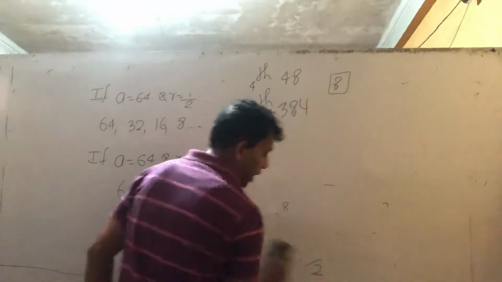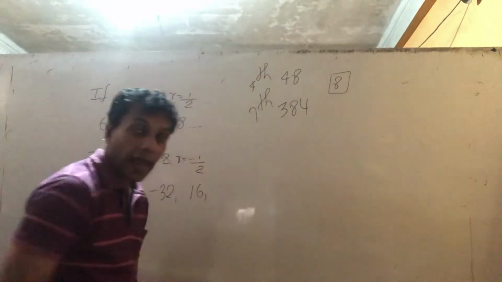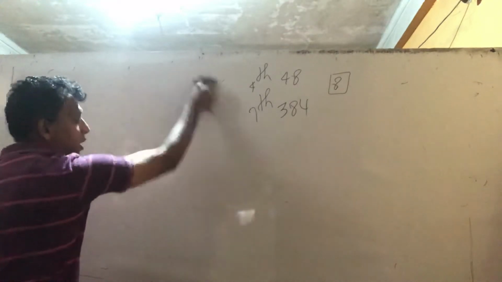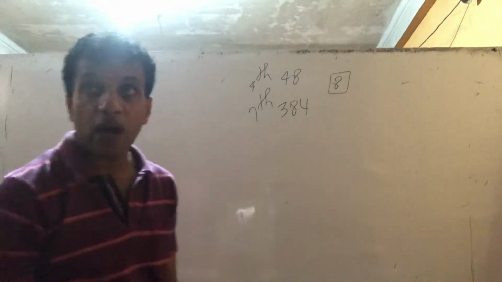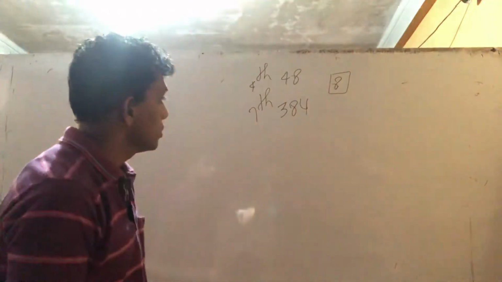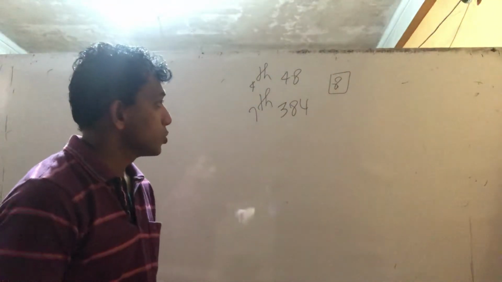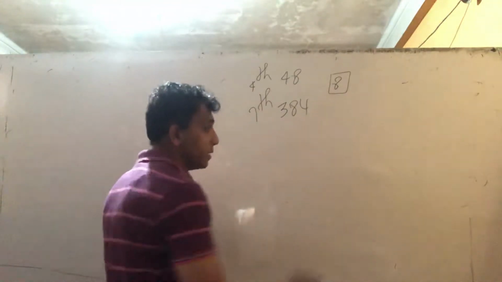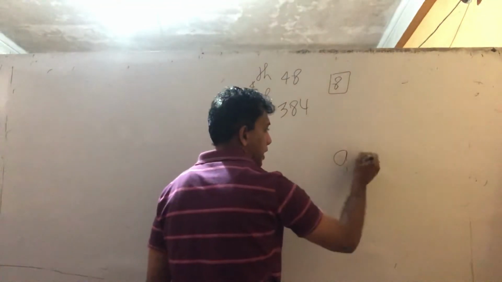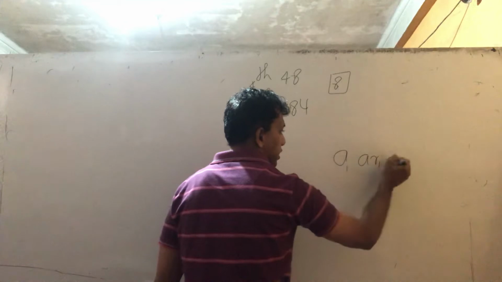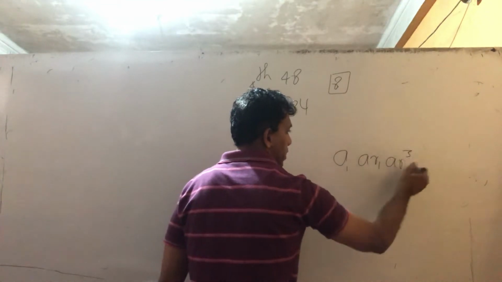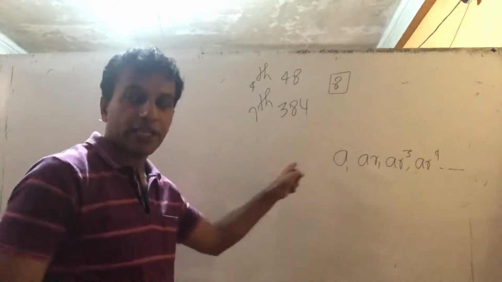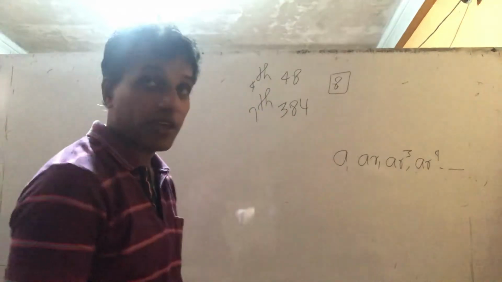So they both are unknown. We don't know what A and R are. So build up 2 equations and you calculate the A and R value together. So write 2 pair of equations. You know the GP pattern: A, AR, AR squared, AR cubed, AR power 4, and so on, geometric series pattern.